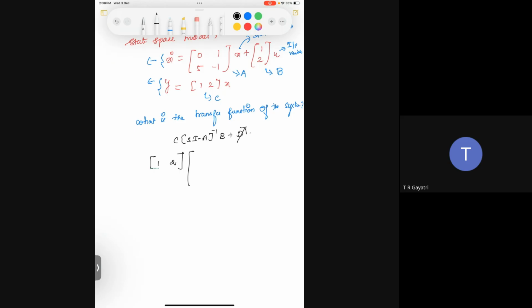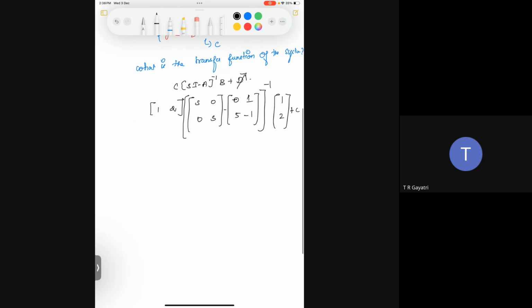So for C, I am substituting [1, 2], and sI is [s, 0; 0, s], because this is a second order matrix, minus A, which is [0, 1; 5, -1]. This is sI minus A, the whole inverse, into the B matrix which is [1; 2], plus 0. The D matrix is 0. So doing sI minus A, it will be [s, -1; -5, s+1], the whole inverse into [1; 2].